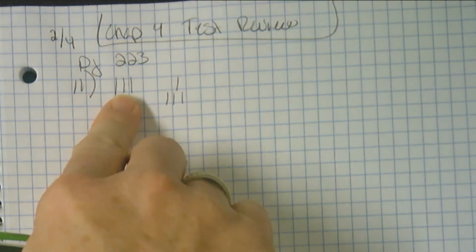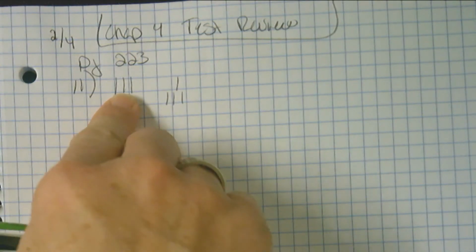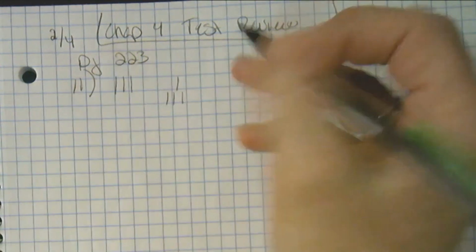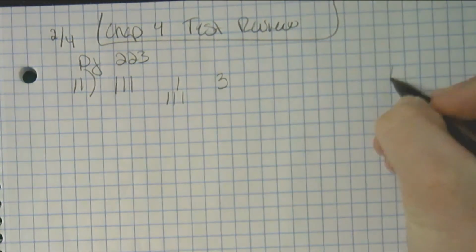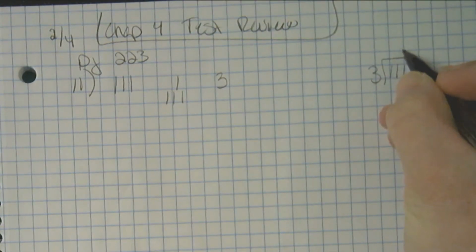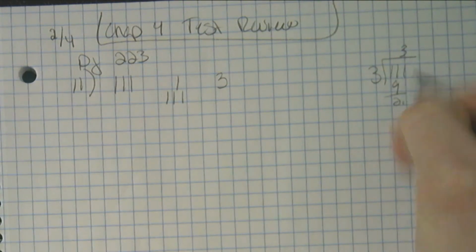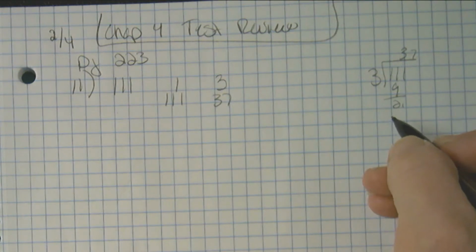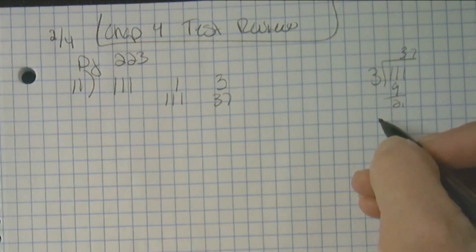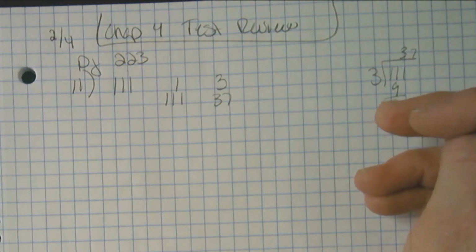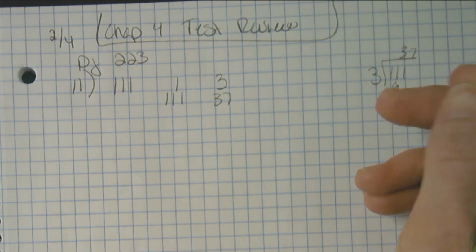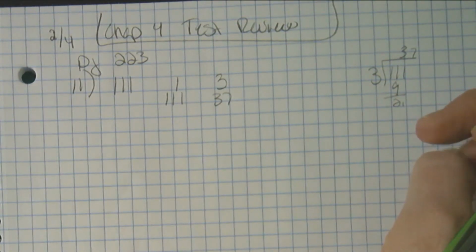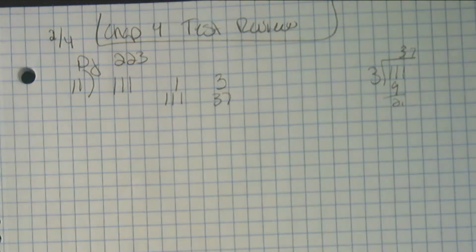Well, we know it's divisible by 3 because 1 plus 1 plus 1 is 3. So I have 111 divided by 3. That's going to be 3 times 37. And I think that's it. That's all they were looking for. They say positive because technically this is -1 times negative 111, and -3 times negative 37. So we have negative factors as well. Christiana, does that help you? Okay.